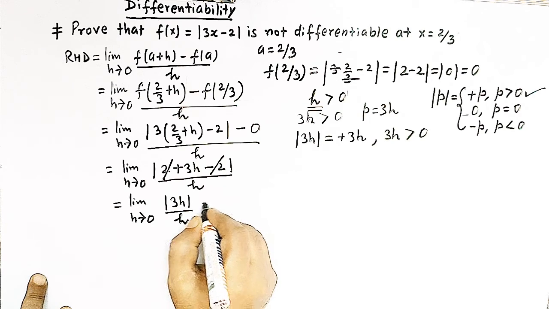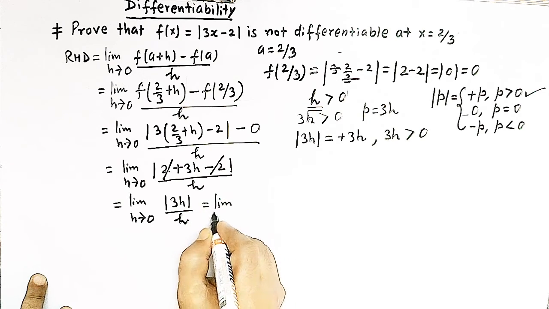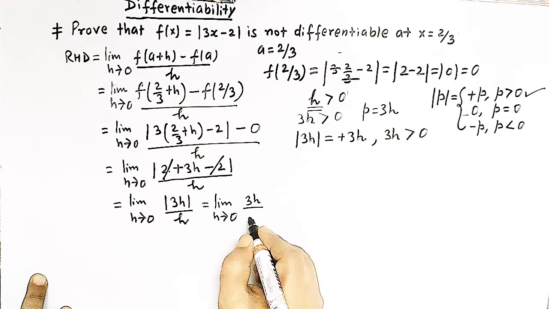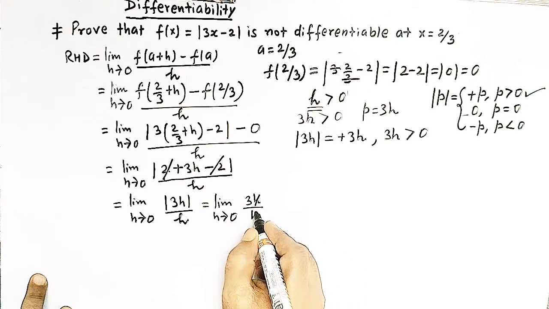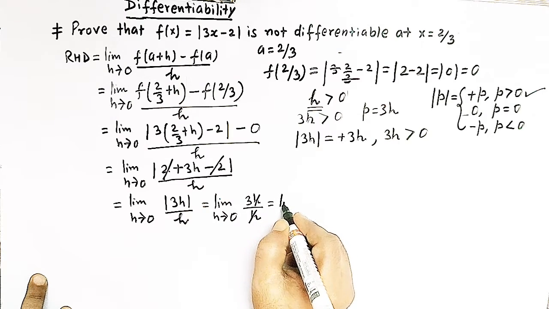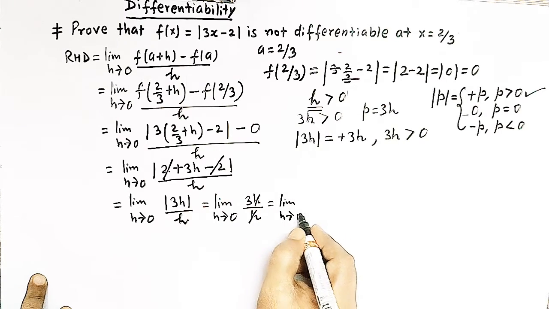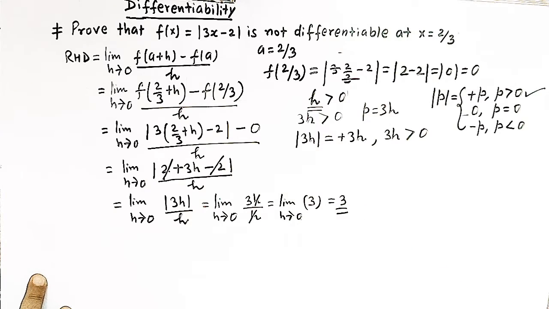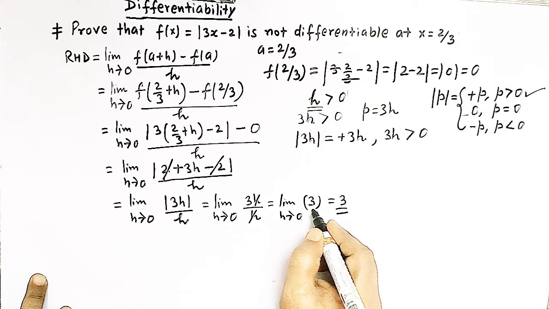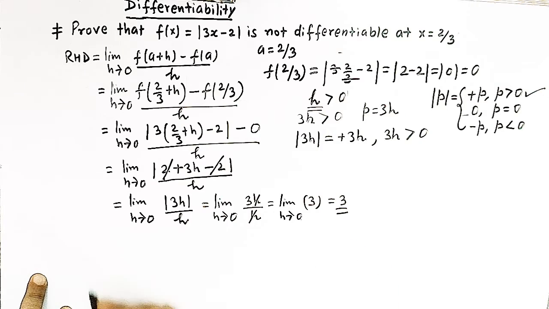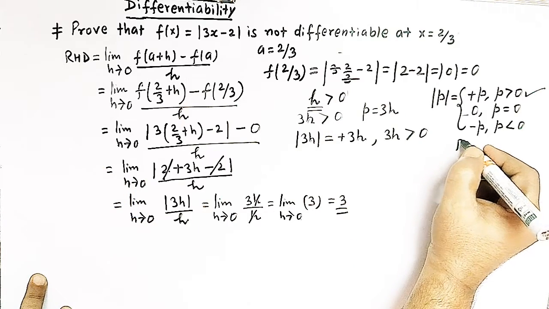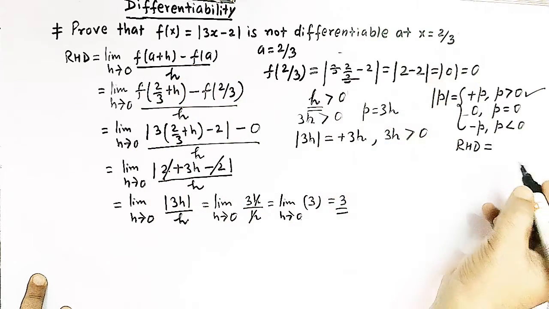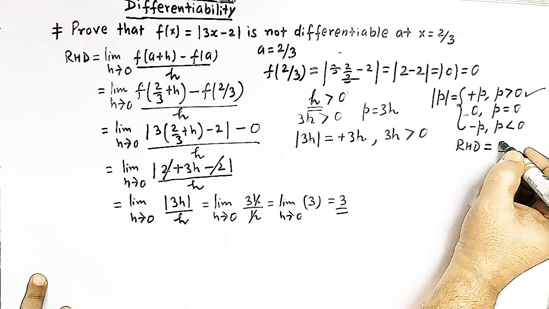So we have now limit h tends to 0, 3h over h, and h gets cancelled. So we have limit h tends to 0 of 3, and this is equal to 3, because this term is independent of h, right? So the right hand derivative of this function f of x at this point is equal to 3.